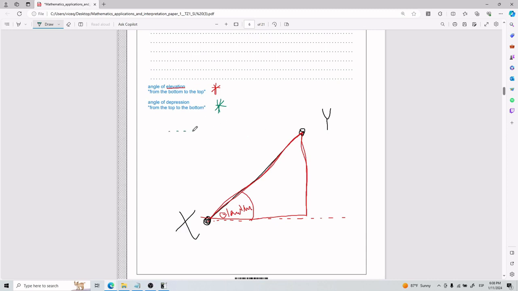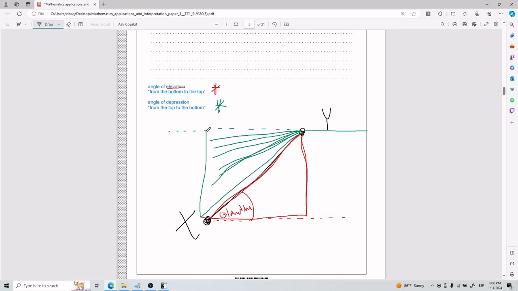You draw this line up top horizontally, and you ask yourself, from point Y, how many degrees do I need to go until I reach X? I keep going until finally, kapow, I reach X. It goes like this, and this angle here would be my angle of depression. So that is what they mean by angle of elevation and angle of depression. That is also how you get it.